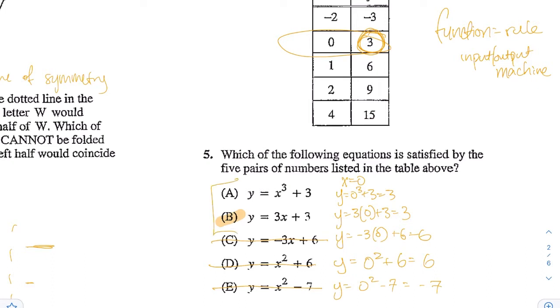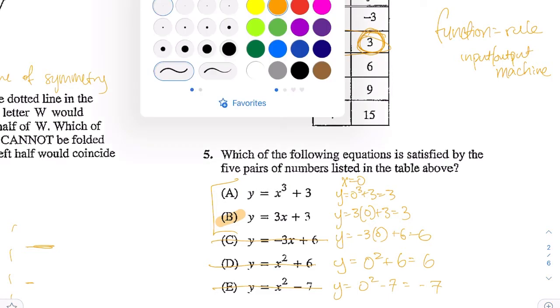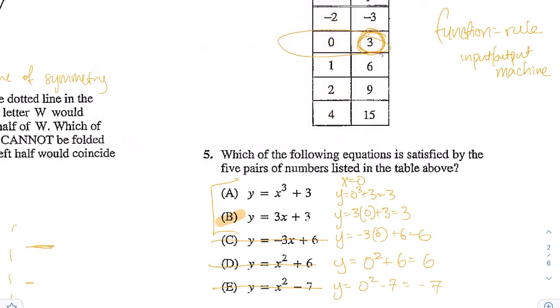So to differentiate between these, we can substitute in the next number. That's the next pair. That's also easy. That's 1 comma 6. So if you substitute in x equals 1, you're supposed to get y equals 6. So for choice A, if you substitute in 1 for x, that will give you 1 cubed plus 3, which is just 4. And that's not equal to 6, so that's wrong. The answer has to be choice B.